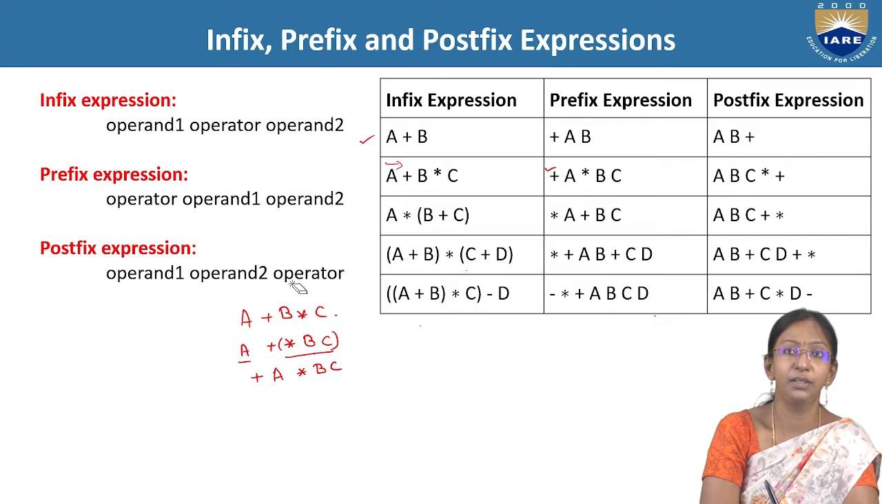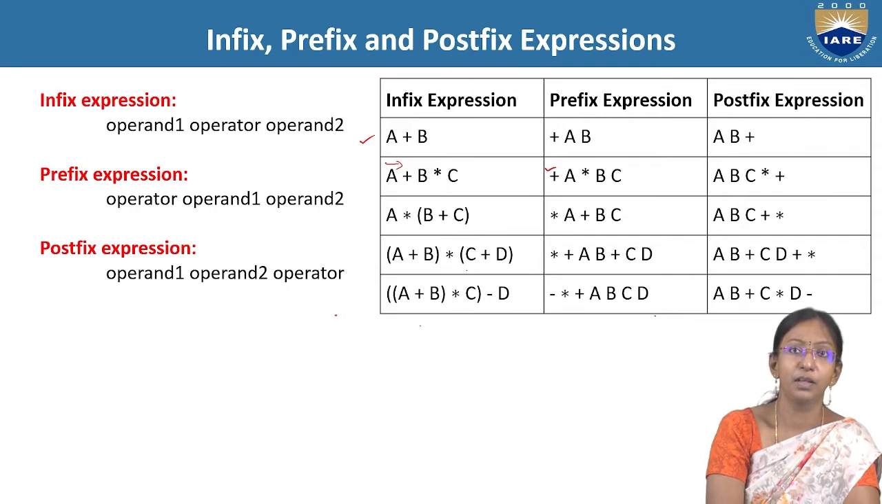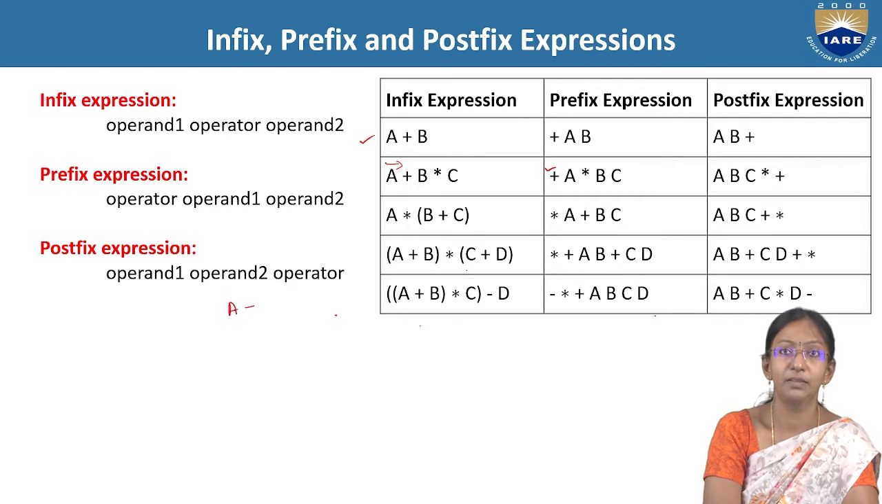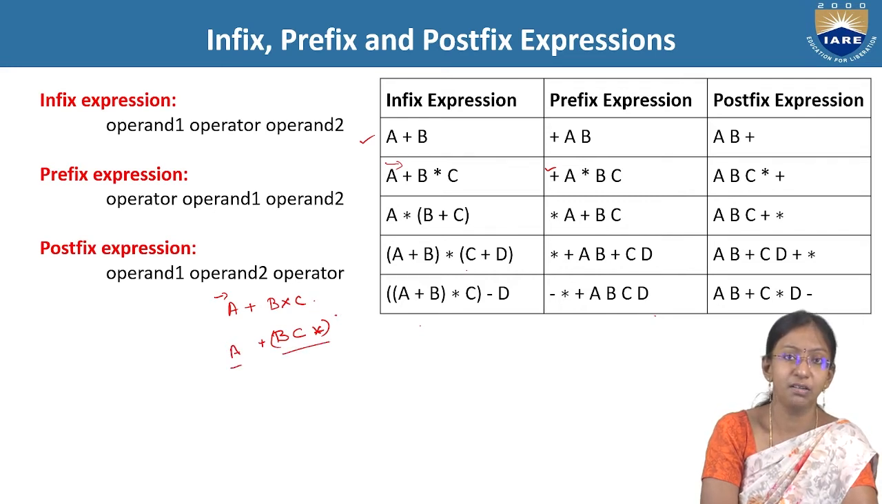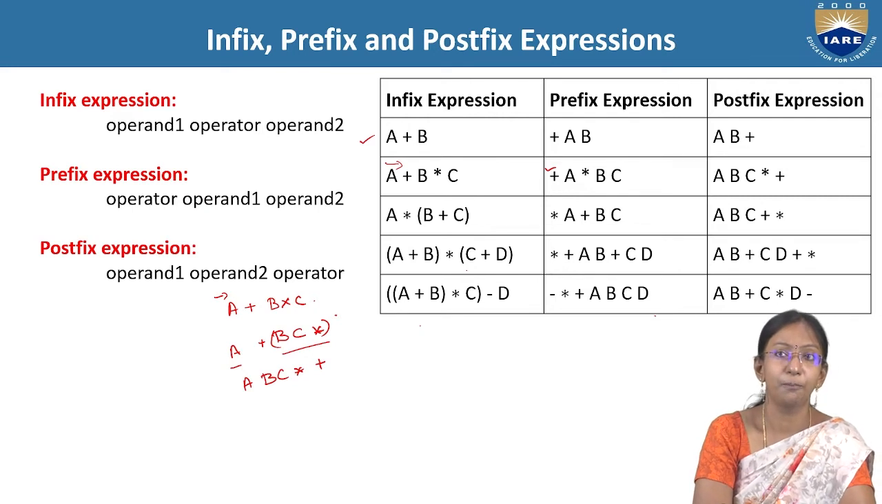If you work in the reverse order for the same, you'll get the postfix expression. Let me explain the same. For example, A plus B into C. As we start from left to right, multiplication has the highest priority. So B, C multiplication becomes the first evaluation, where A is the first operand and the second operand is BC star. So postfix of this one is the first operand followed by the second operand followed by the operator. Have a look at this one, the postfix expression of the given one.